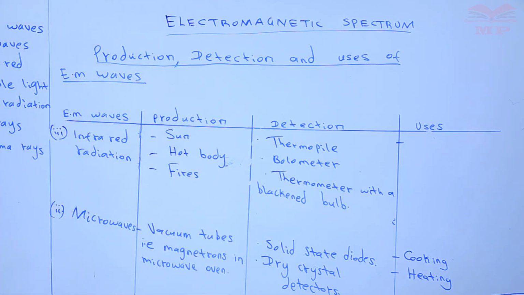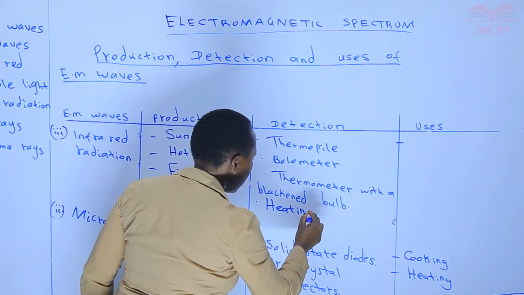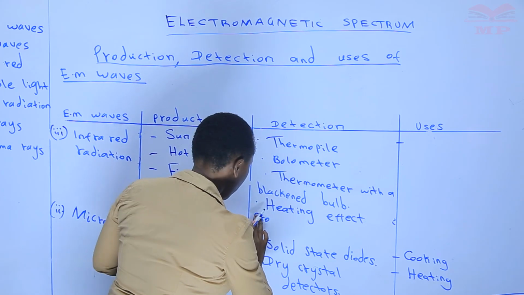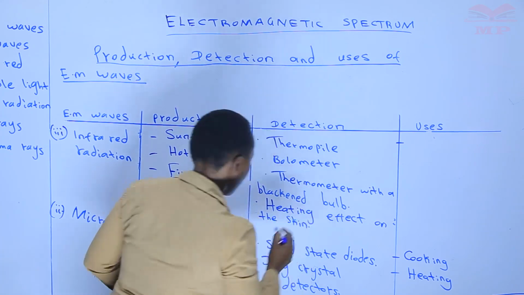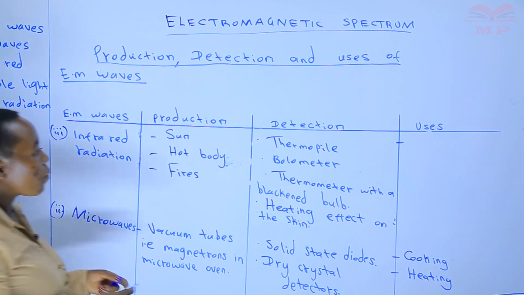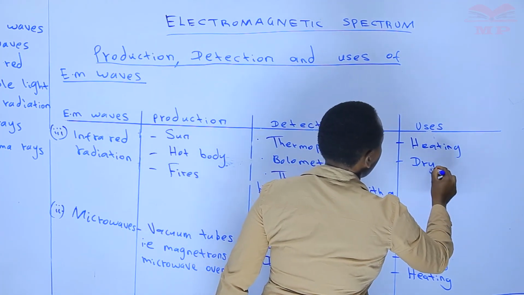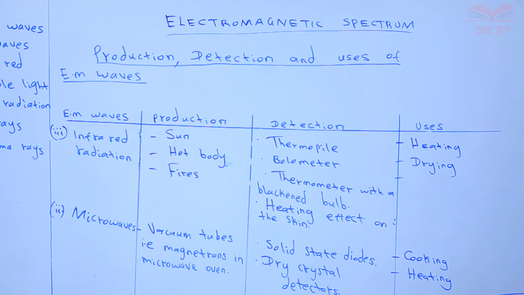We can also detect it on the heating effect produced on the skin. So that is for the detection of the infrared radiation. Again, the infrared radiation can be used for heating. We can also use it for drying. Also in agriculture, the infrared radiation is the one that is used to warm the greenhouses.